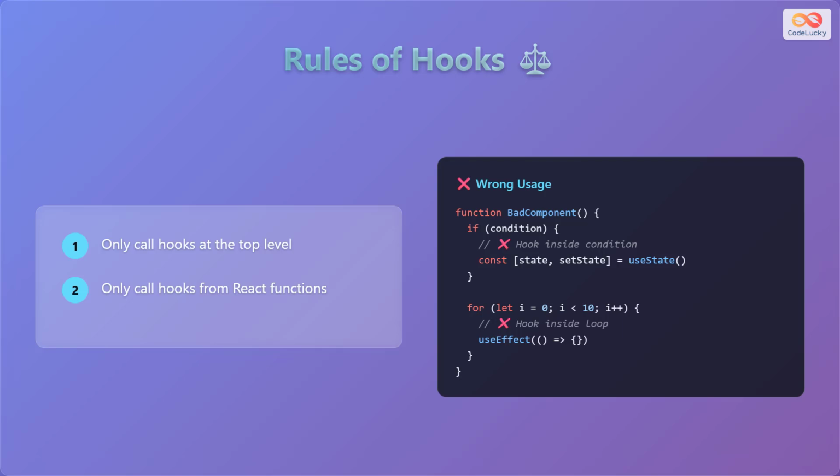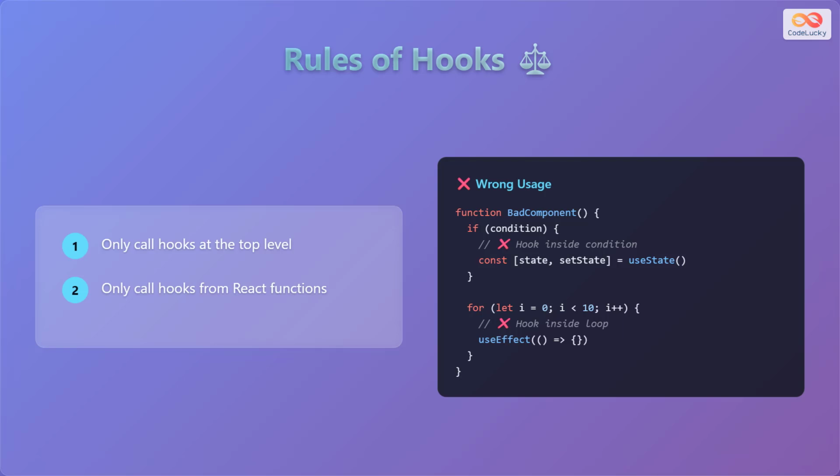Before we dive deeper, it's crucial to understand the rules that govern how hooks should be used. There are two primary rules to keep in mind. Firstly, only call hooks at the top level of your functional component. Do not call hooks inside loops, conditions, or nested functions. Secondly, only call hooks from React functions. This means they should be called within a React functional component or a custom hook.